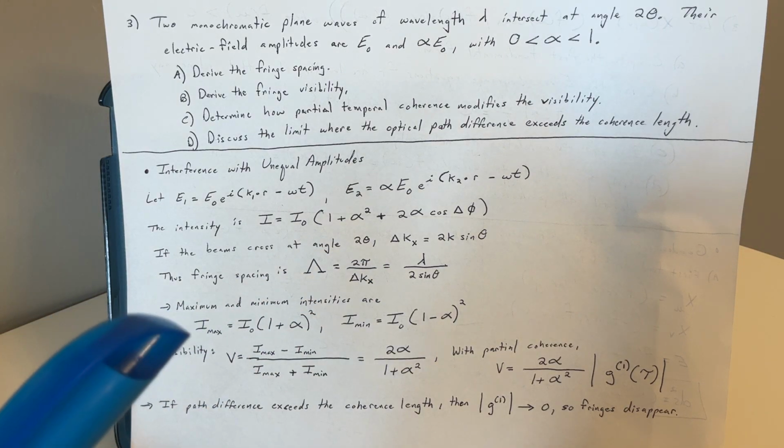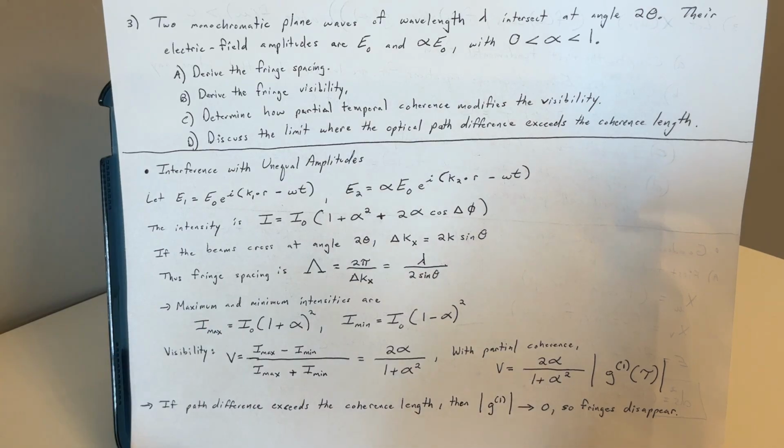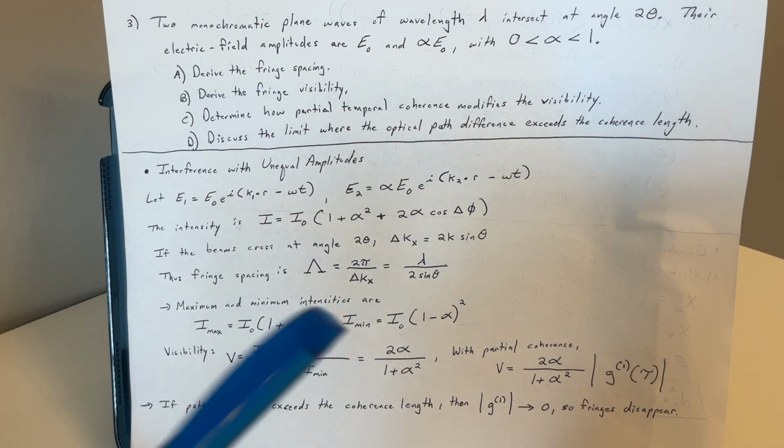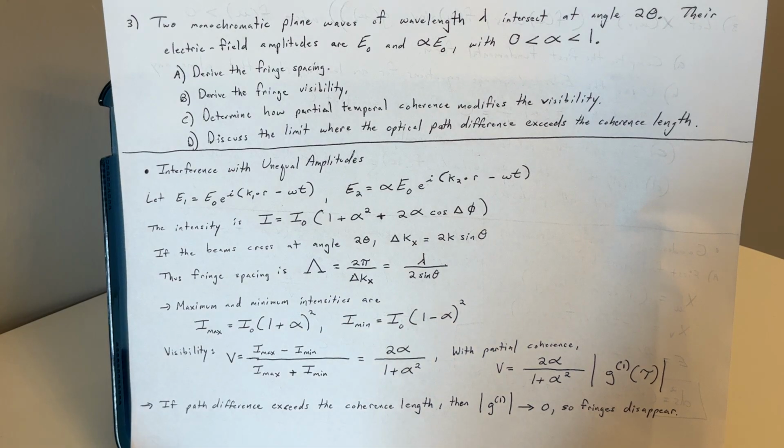The maximum and minimum intensities are I sub max equals I naught times the quantity 1 plus alpha squared, and I sub min equals I naught times the quantity 1 minus alpha squared. The visibility is I sub max minus I sub min over the sum I sub max plus I sub min. That's 2 alpha over 1 plus alpha squared.